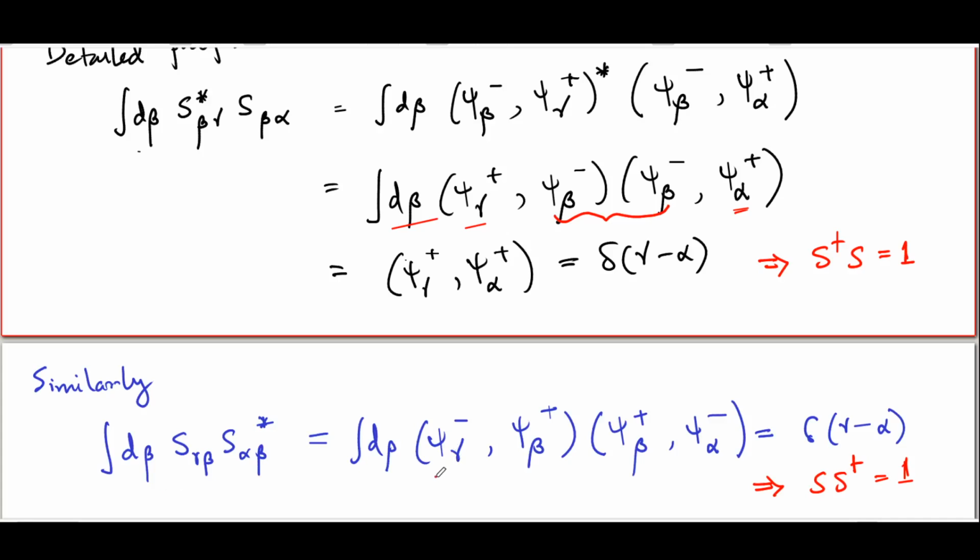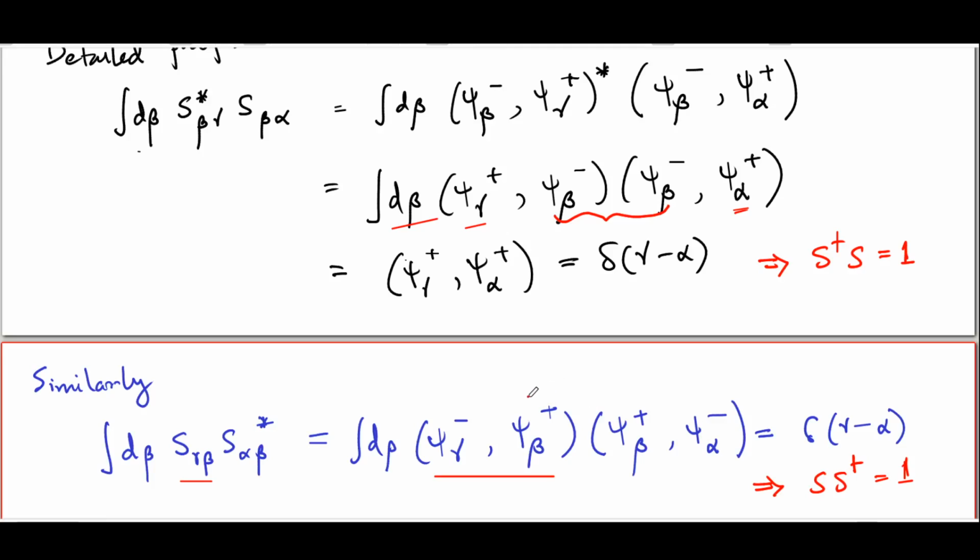And again, using the definition of the S matrix, we get this to be the inner product between psi gamma minus and psi beta plus. That of course is S gamma beta. And here we have already taken the conjugate of S alpha beta. S alpha beta, remember, was psi alpha minus's inner product with psi beta plus. Because of the conjugation, it has become the inner product of psi beta plus with psi alpha minus.